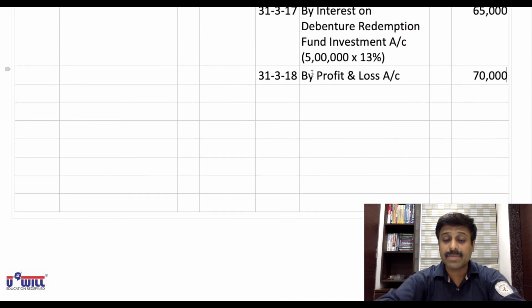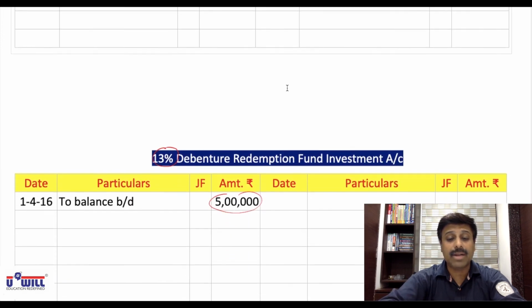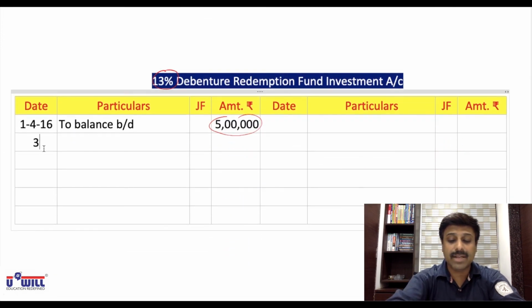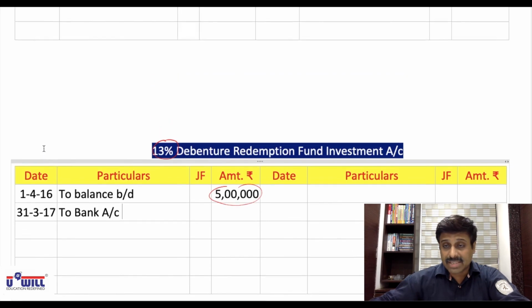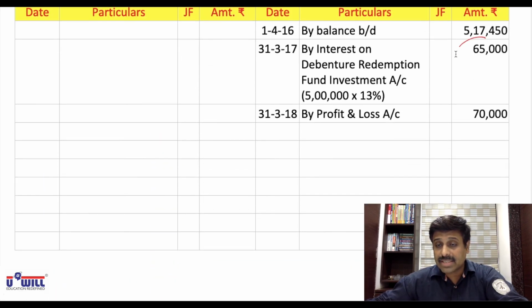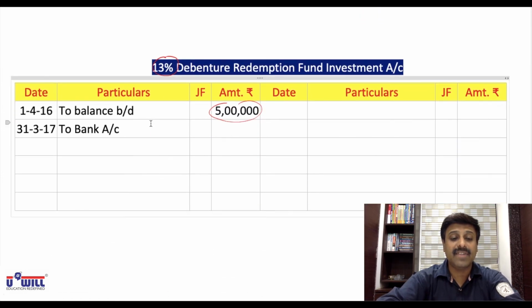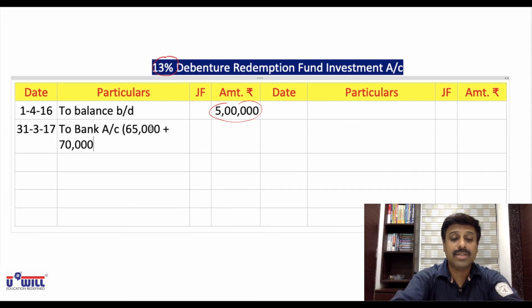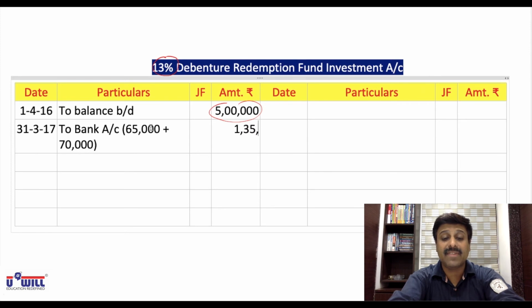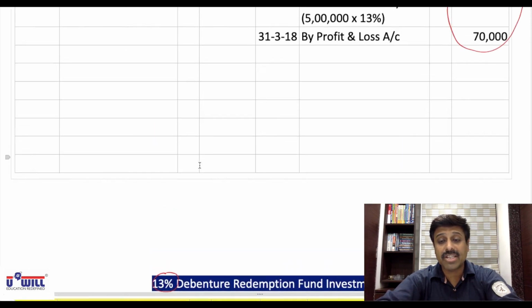Then we'll make the investments now. So investment account debit to bank account. Means investment account debit side, 31,317 to bank account, and what we will be investing is the total of interest plus the amount kept aside. These two, 65,000 plus 70,000. What we will be investing is 1,35,000. Okay, 65,000 of interest plus 70,000 kept aside. We will invest 1,35,000. So the 4 entries of the second year are done.